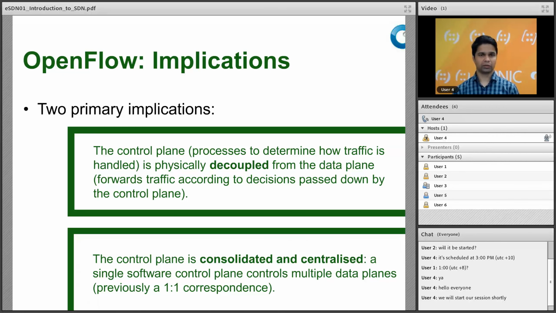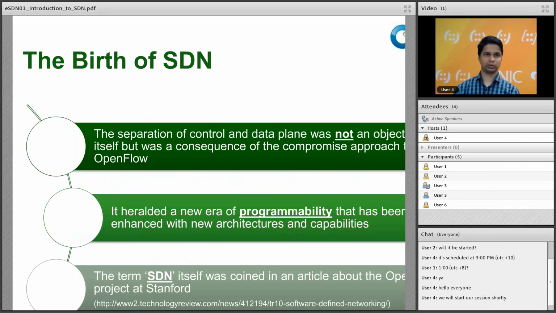So we have the control plane and data plane in the same switch. Now we decouple the control plane and centralize it, so it could be n:1 now. You could have one single centralized controller which maintains multiple OpenFlow enabled switches.